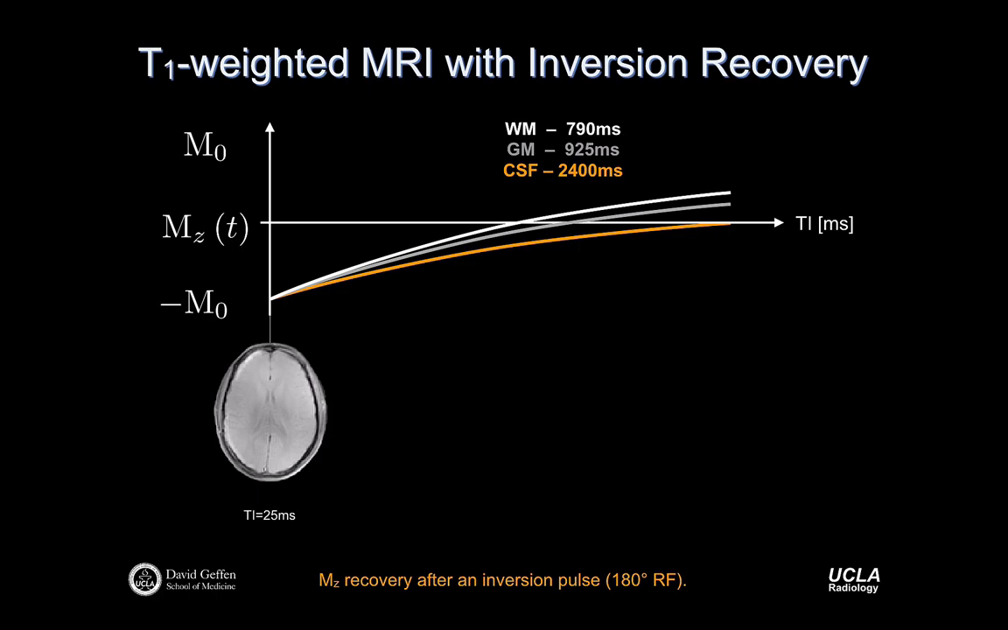at this point in time, we would say the initial condition, MZ0, so we're just considering what happens from this time forward. My MZ0 at that point in time is what? What's my X component if I've inverted my magnetization? Zero. What's my Y component? Zero. And what's my MZ component?